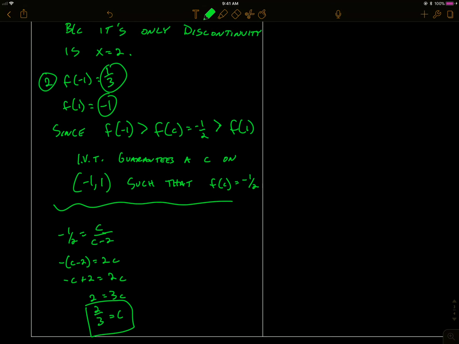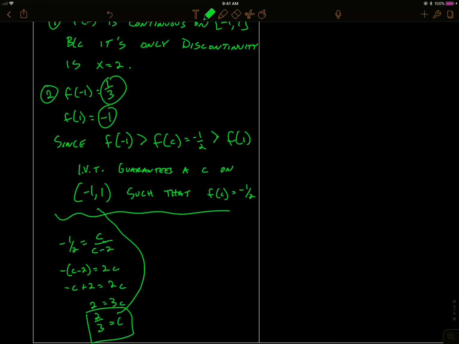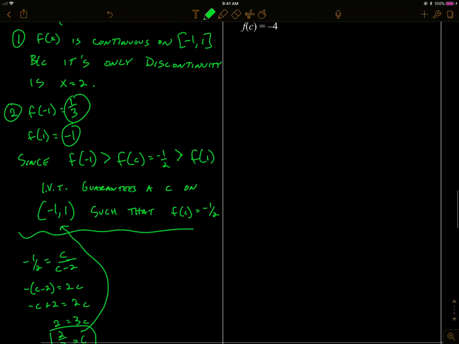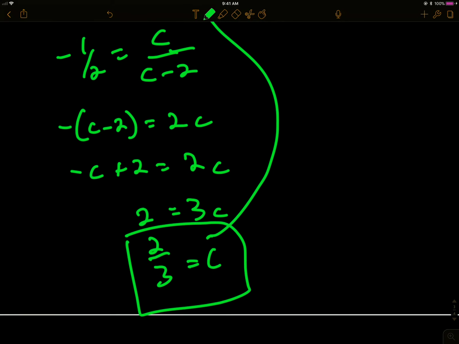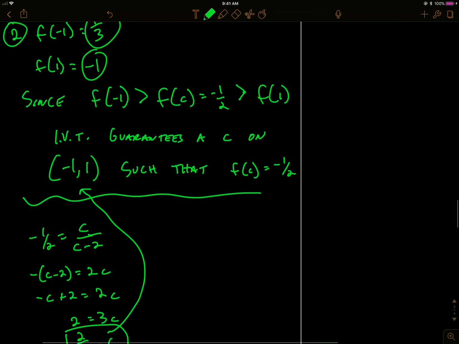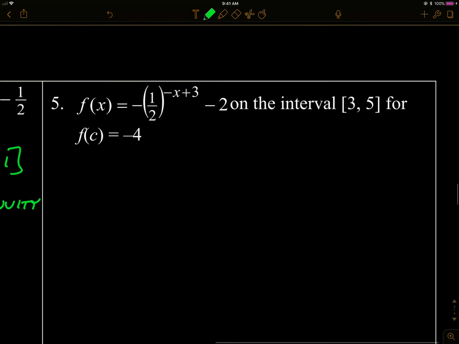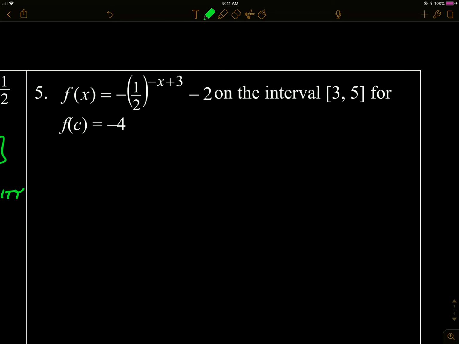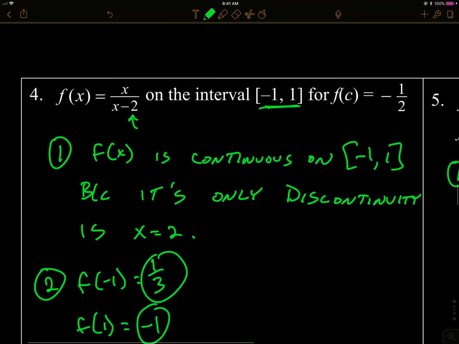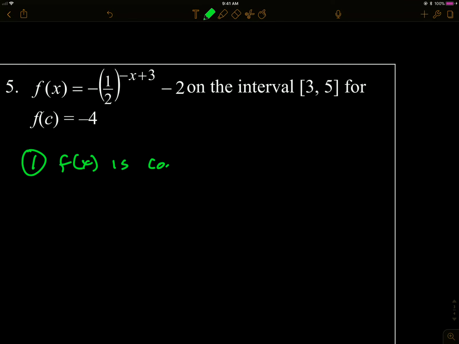I can confirm it's got to be on that interval, right? It is on that interval. 2/3 is in between those two numbers. So again, that's not part of the theorem, this part down here. It's just a little extra practice. Last one, we've got ourselves an exponential function, so it's continuous everywhere. So we're going to say f of x is continuous on the interval 3 to 5 because it is an exponential function.